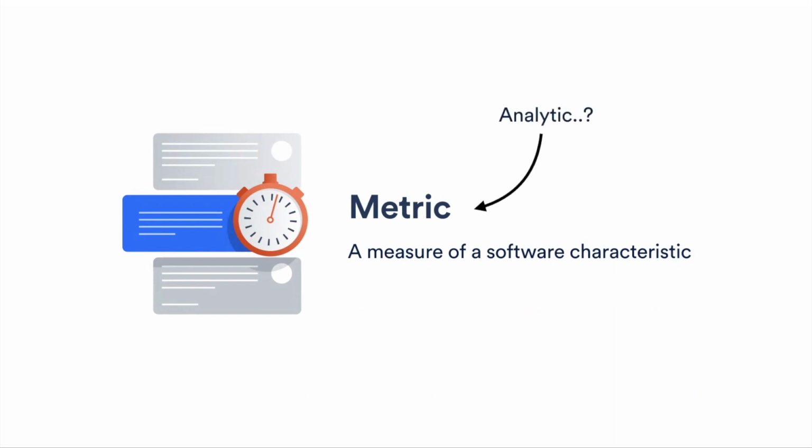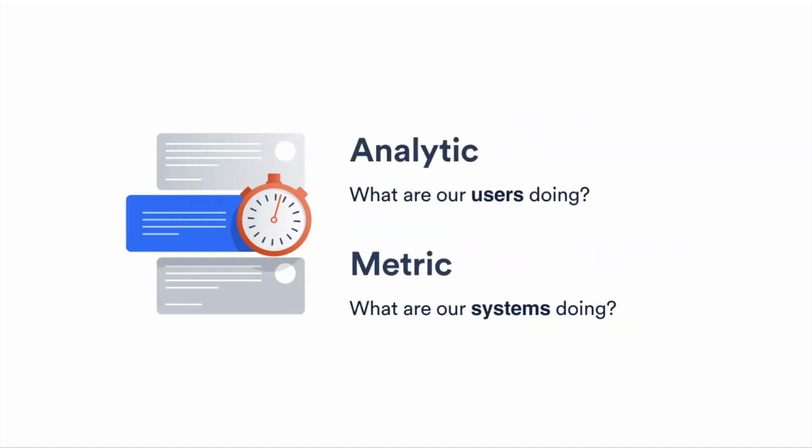And I wanted to clarify this because when I started having this conversation at work, it turns out this is a very philosophical discussion. And so for the purpose of this presentation, we're going to say that an analytic is something that our users are doing. So in Atlassian, we have Jira, and maybe a user might view an issue, and that would be an analytic. Whereas a metric is something that our systems are doing. So how long did we spend performing database operations to fulfill that view issue request? That would be a metric.